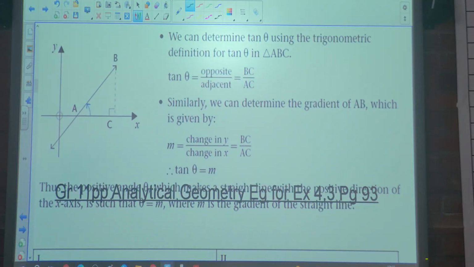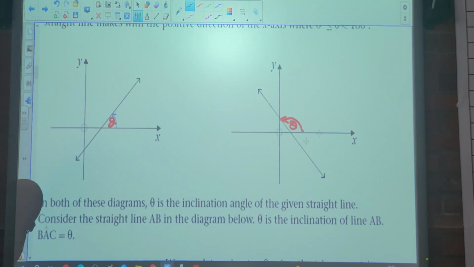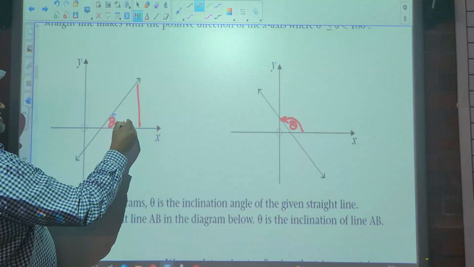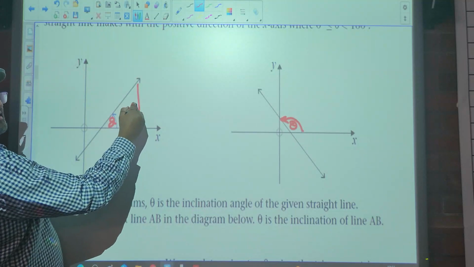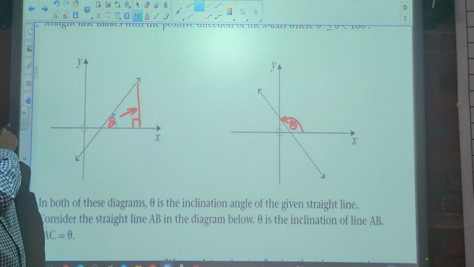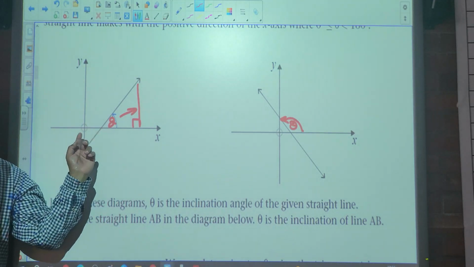How do we get to this fact? If we're looking at this line here, okay? If I complete this triangle here, this is my rise, no? And this is my run. In grade 8, grade 9, when we did graphs, we spoke about your rise and run method, no? There's three ways of drawing graphs: a table, the rise and run method, and the dual intercept method. The method you're currently using is the dual intercept, when you calculate the x-intercept and the y-intercept.